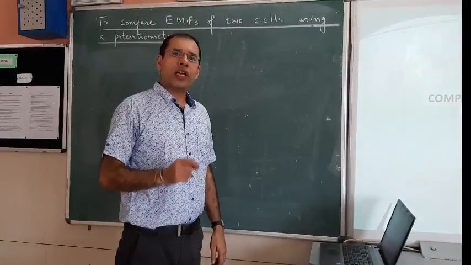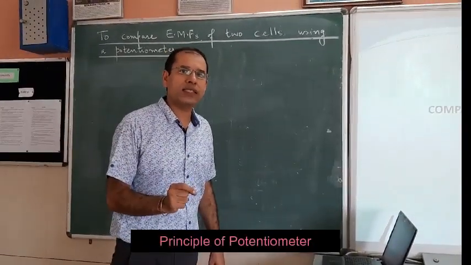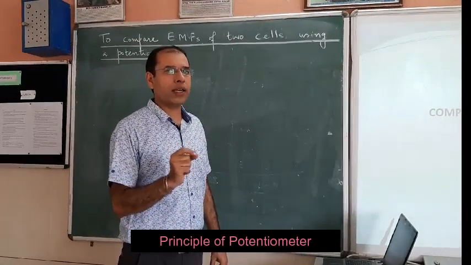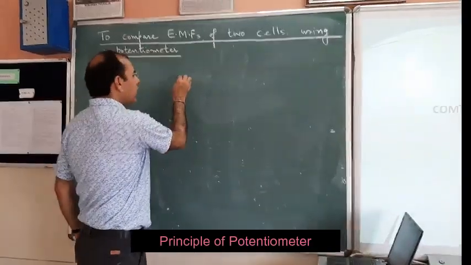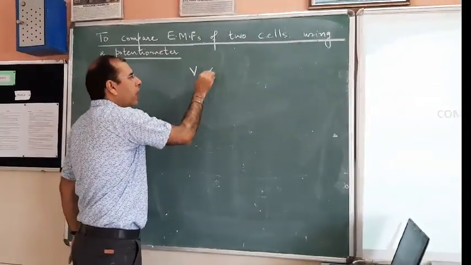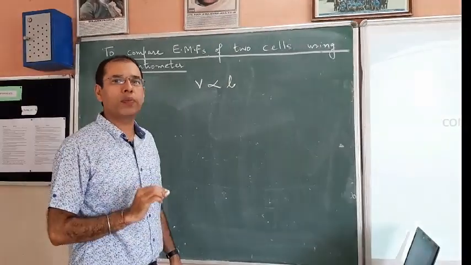Now, to use a potentiometer, we must be familiar with its principle, and you have already studied in the theory part that a potentiometer is based on the principle that potential drop across any part of its length is directly proportional to the length of that part.